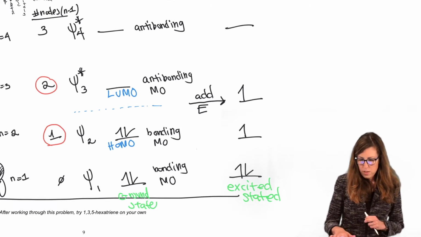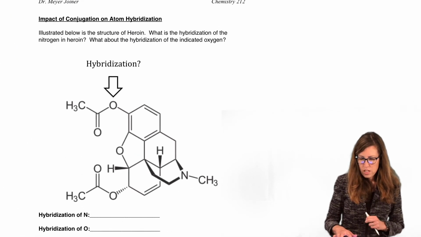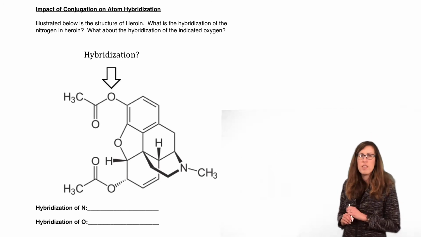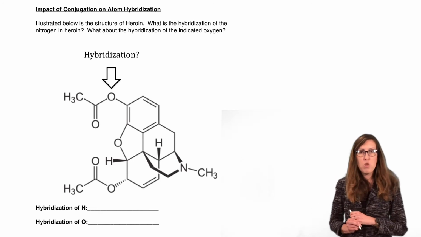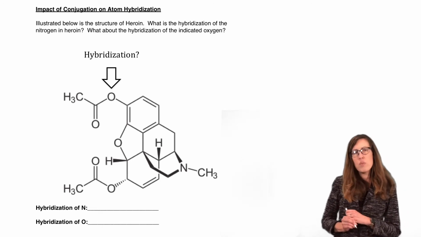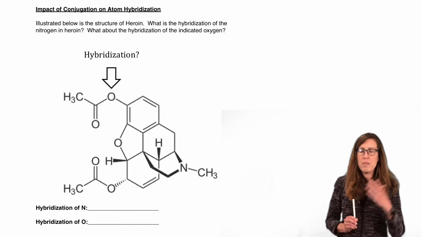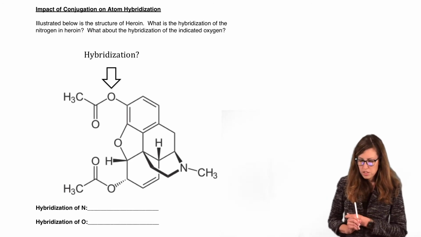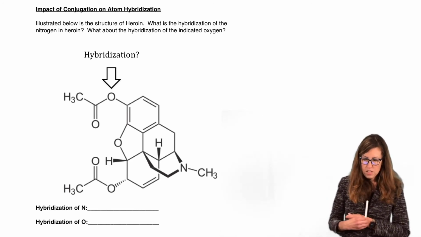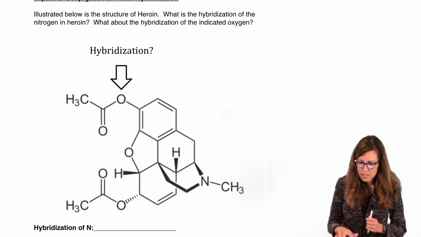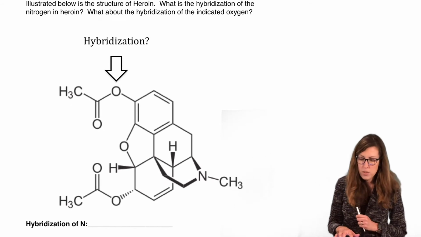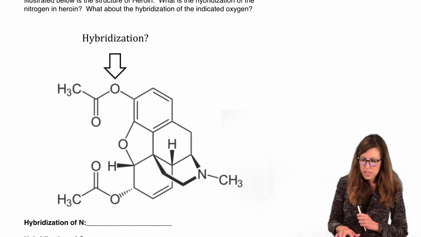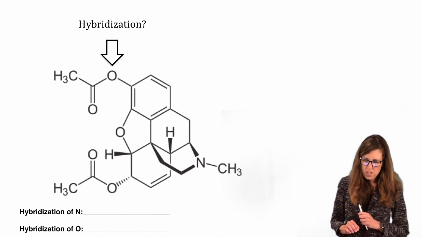Let's take a look at what's going on with the big picture. What happens when we have conjugated lone pairs? And how do we know how to conjugate lone pairs? So we've been spending a lot of time on dienes. Let's take a minute just to look at other types of conjugation. So here's heroin, and let's see if we can justify what's going on here. It says, what is the hybridization of nitrogen in heroin? What about the indicated oxygen? That's a huge arrow to that oxygen, because there's more than one oxygen.